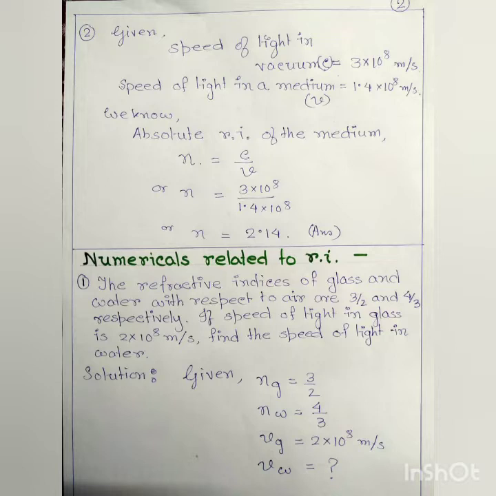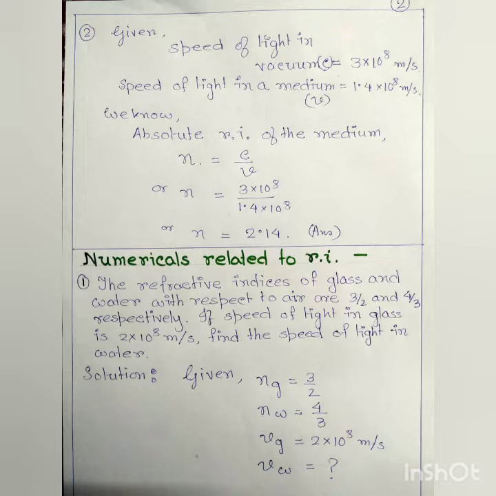Now we know absolute refractive index of medium N equals to C by V. Now why we are using the term absolute refractive index? As here the first medium is vacuum. If first medium is vacuum or air, the refractive index will be the absolute refractive index of the medium. Now you just substitute the value of C and V and the refractive index of the medium will be 2.14. Clear? Now let us discuss one more numerical related to refractive index.